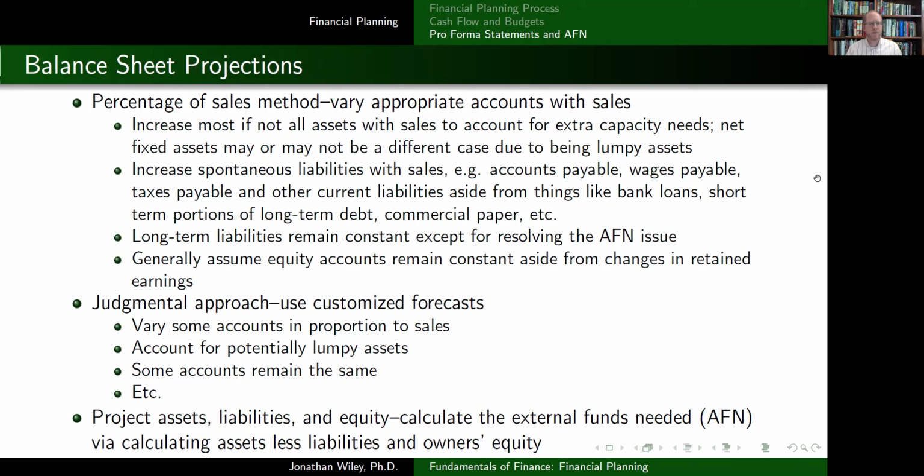So you can make an argument for using what's called a judgmental approach, where basically you use judgment and create customized forecasts line by line. And really what that is going to lead to is you might wind up varying some accounts on the balance sheet in proportion to sales. You might try to account for some things like certain assets being lumpy assets. You might also note that based on my expectations, certain accounts are going to stay the same. And so you can customize it. Maybe you look at your cash position, you're like, you know what, I got plenty of cash.